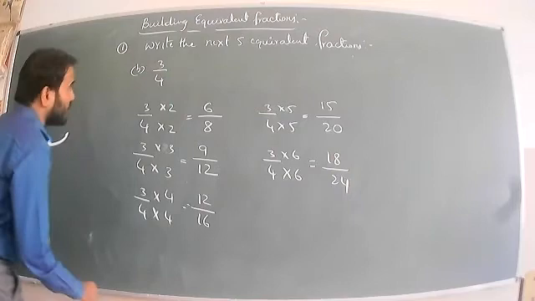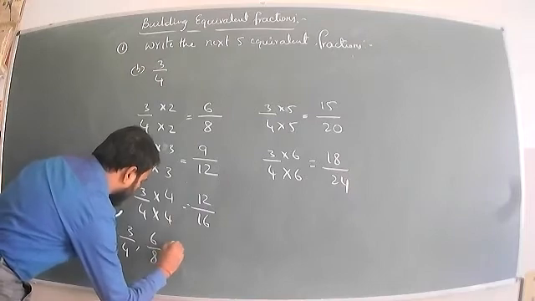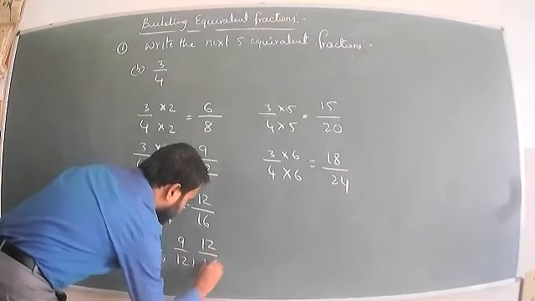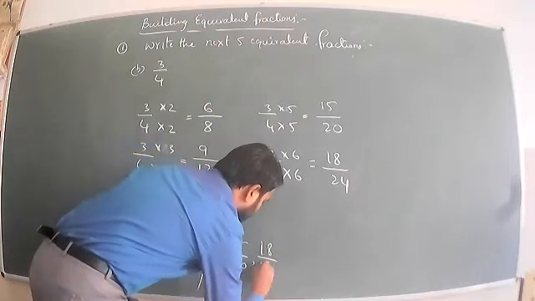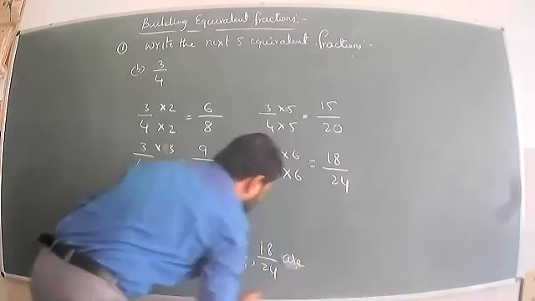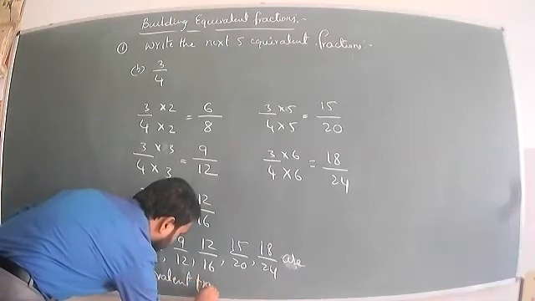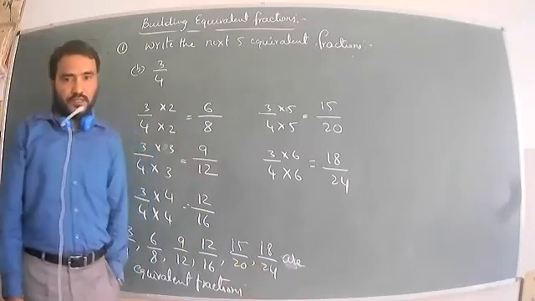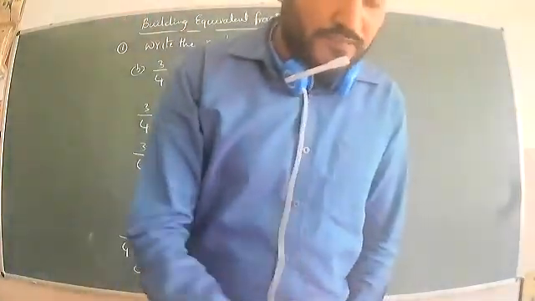So write which are the equivalent fractions: 3 by 4, next 6 by 8, next 9 by 12, next 12 by 16, next 15 by 20, next 18 by 24 are equivalent fractions. Okay, I hope all of you understand today's equivalent fractions.